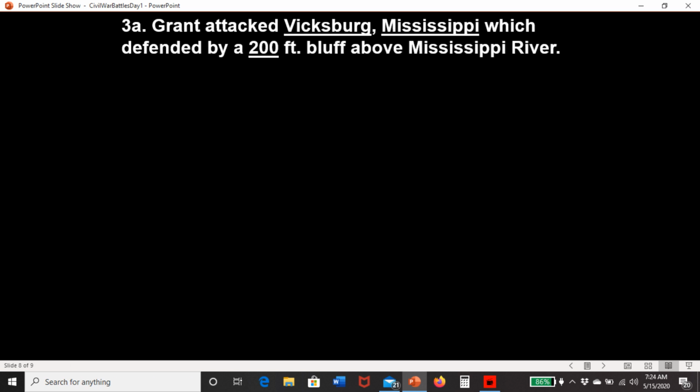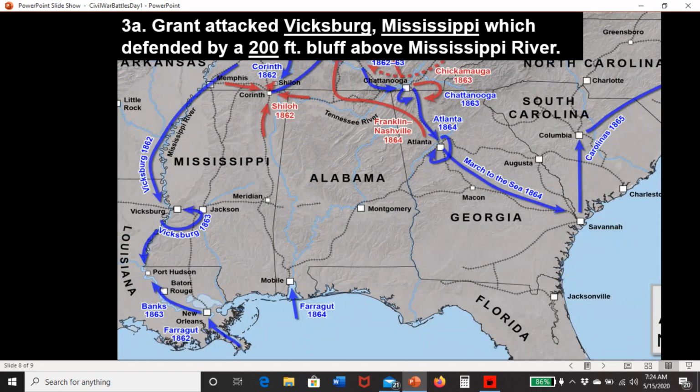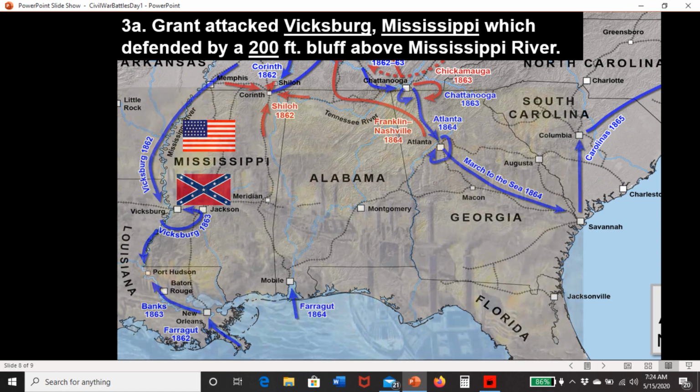Last battle, shall we? Mr. Grant, after taking care of the Mississippi Valley, is going to turn his attention to Vicksburg, Mississippi, which was being defended by a 200-foot cliff above the Mississippi River.